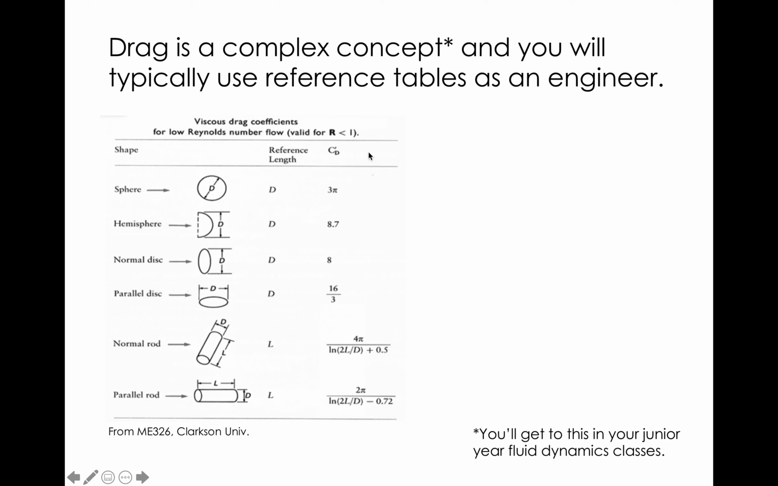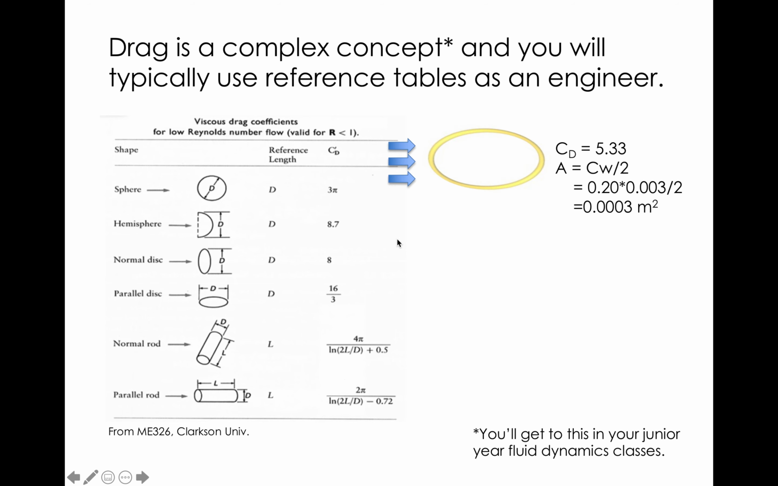Okay, so basically this is the drag CD, and then the reference length is also an important variable. It basically tells us what area is getting contacted in profile as this object is flying through space. Okay, so a sphere has a certain CD, which is 3 pi, hemisphere 8.7, normal disk, parallel disk, normal rod, parallel rod. Okay, so let's think about this guy flying through space.